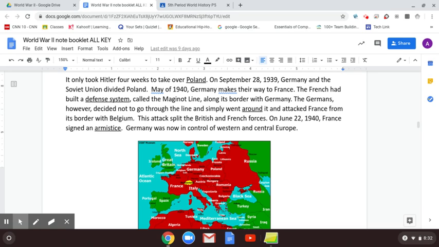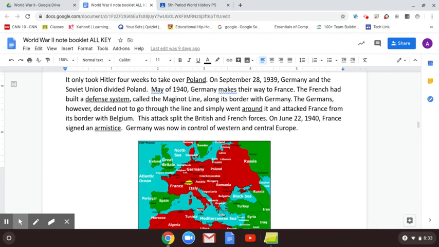In May of 1940, Germany makes their way into France. The French had built a defense system called the Maginot Line along its border with Germany. The Germans, however, decided not to go through the line and simply went around it and attacked France from its border with Belgium. So remember from World War I, we had this issue of Germany going through Belgium and then bringing other countries into the war. Well, essentially, they take a similar route, and it takes France by surprise.